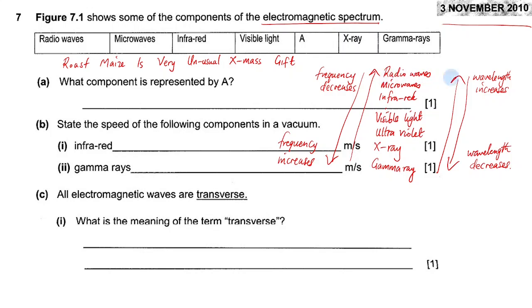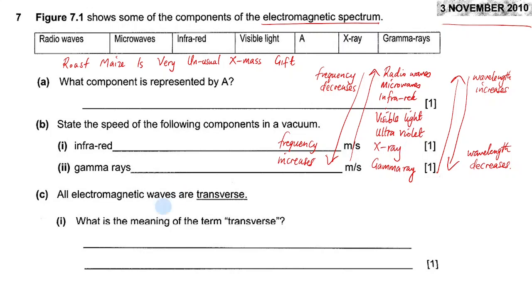Meaning that radio waves have longer wavelength, but when it comes to frequency, radio waves have lower frequency. So they have longer wavelength, lower frequency. But here, like gamma rays, this side, gamma rays have short wavelength, but they have got high frequency. So going in that direction, frequency decreases, wavelength increases. But coming in this way, wavelength decreases while frequency increases. That's the thing you must understand from there.